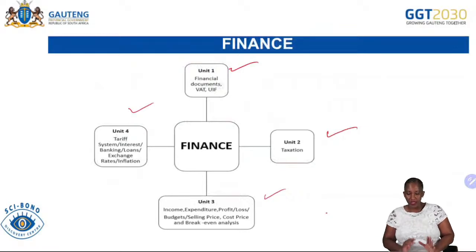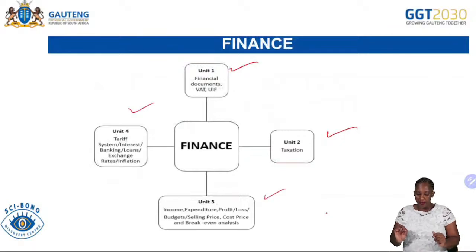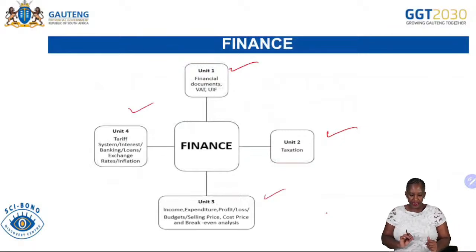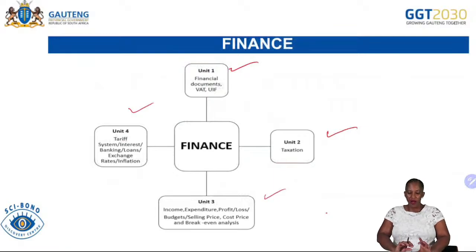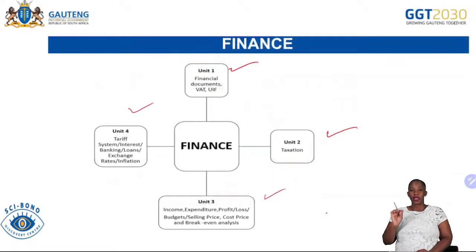From taxation, we go straight to unit 3. In unit 3, we'll be focusing on income, expenditure, profit, loss, budgets, selling price, cost price, and break-even analysis. Then the last unit, unit 4, is for tariff, and that will focus on tariff systems, interest, banking, loans, exchange rates, and inflation. After we have completed all these units, we know that we have covered all the topics under finance. That is why I said finance is so broad.